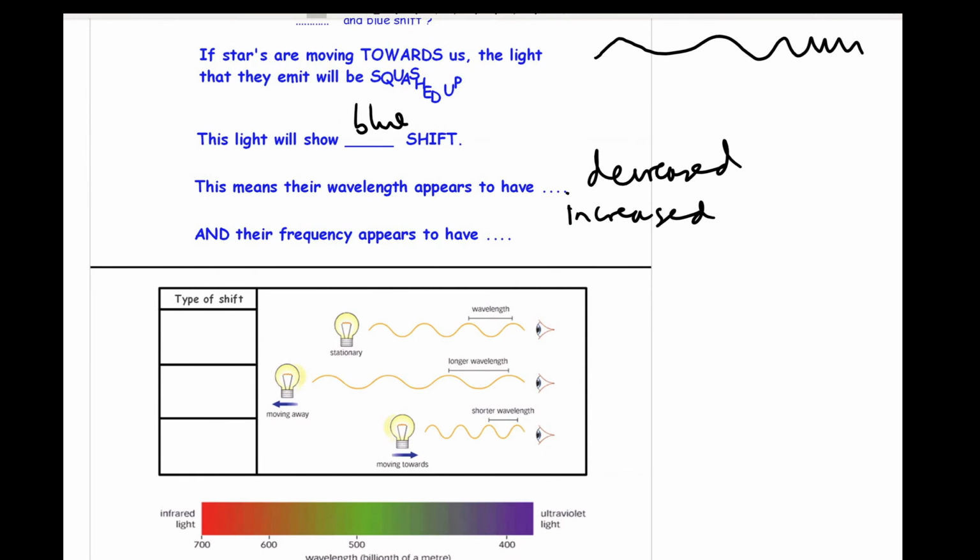Now, we've got three objects here, bulbs. Here, the wavelength remains the same, so the object is not moving. Here, the wavelength is being stretched, so we're showing redshift. Here, the object is moving towards us, so the wavelength appears to be shorter, so we show blue shift here.